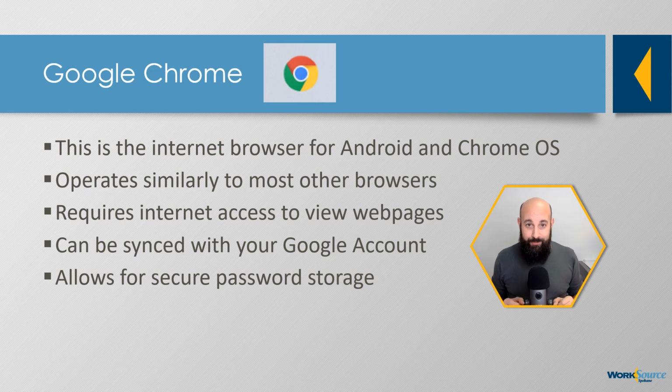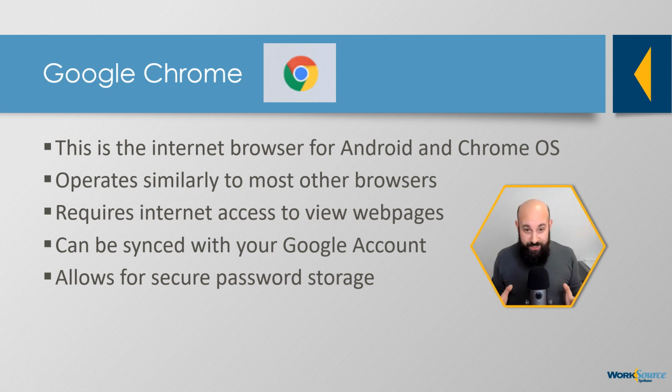The final application that we're going to talk about here in the Google ecosystem is Google Chrome. Google Chrome is the internet browser for Android and Chrome OS. The Chrome OS part would probably be obvious, because Google Chrome is the browser that you use for everything on a Chromebook. Almost everything on a Chromebook goes through Google Chrome.